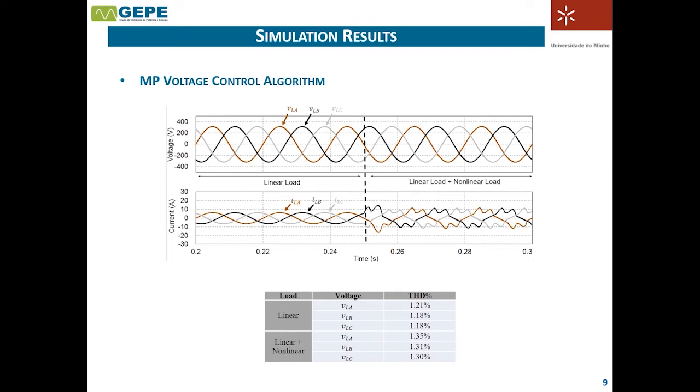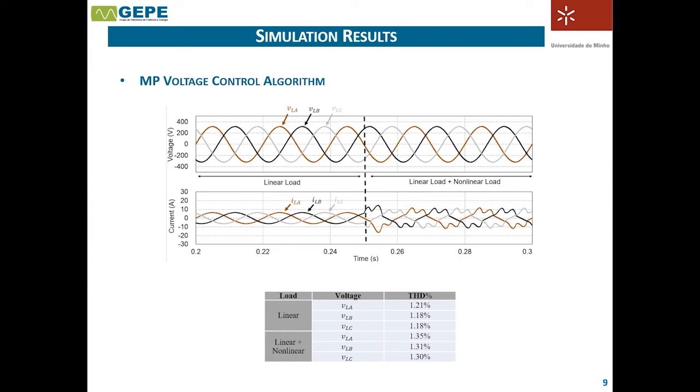Lastly, the results obtained using the model predictive control algorithm are presented. The simulation performed was exactly the same as for the control techniques presented previously. Thus, the voltage generated using the model predictive control with only the linear load present in the system presents a THD of 1.21% on phase A, 1.18% on phases B and C.